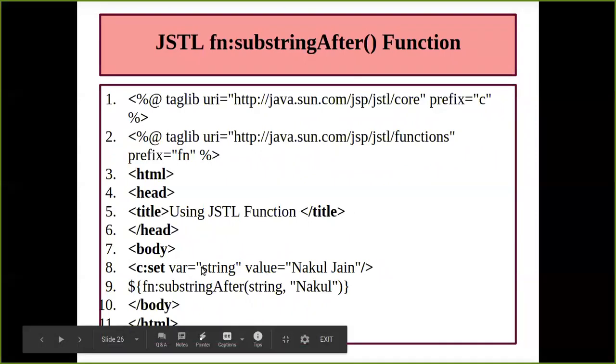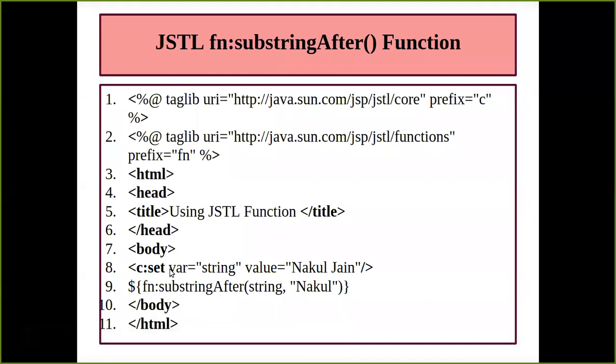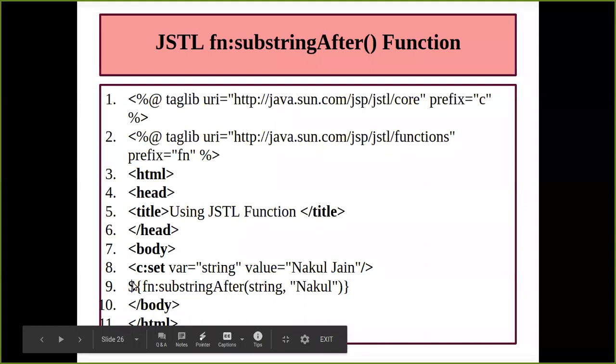Now why are we using fn:substringAfter? I think till here everything is the same as what we have learned till date. The only change is going to be in terms of the function we are using. What is the function name? substringAfter. So how are we going to start? We are going to make use of expression language, so it starts with the dollar sign, and in the curly brackets we write fn:substringAfter, the function name.